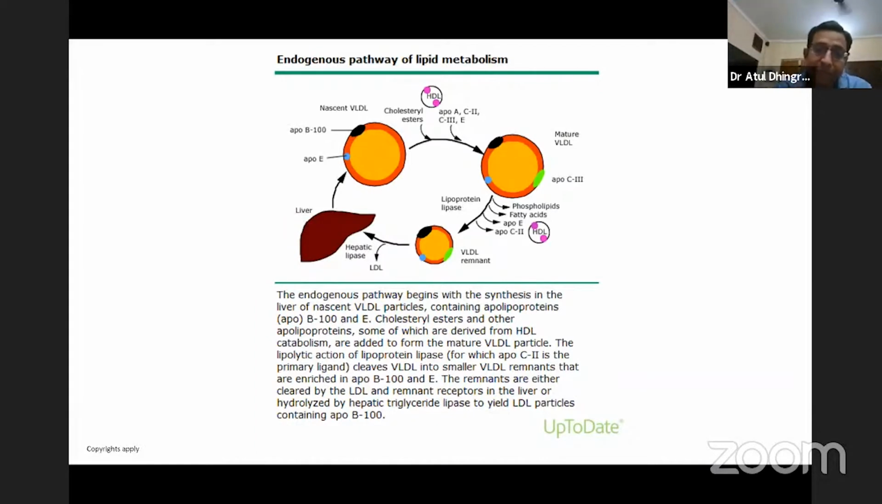The endogenous pathway begins with the synthesis of nascent VLDL particles from the liver. These nascent VLDL particles contain ApoB100. Cholesterol esters and various other lipoproteins are then incorporated into these nascent VLDL through the HDL molecule. There are various enzymes through which the HDL molecule passes on cholesterol esters to these nascent VLDL molecules, and this leads to formation of mature VLDL molecules. Again, lipoprotein lipase acts on these mature VLDL molecules, and then the tissues take away phospholipids and fatty acids, and what remains is a VLDL remnant. Now, this VLDL remnant is acted upon by hepatic lipase, and these are either taken up by the liver, or this leads to formation of LDL particles, which have ApoB100 as the major lipoprotein.